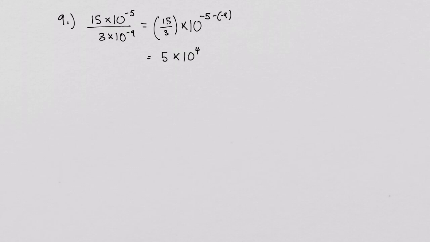And this number is already in scientific notation because 5 is between 1 and 9.9-ish. Had this 5 been a 50 or a 0.5, then we'd have a little bit of an issue, and we'd have to mess around with it. But the number is already in scientific notation, and we're done there.